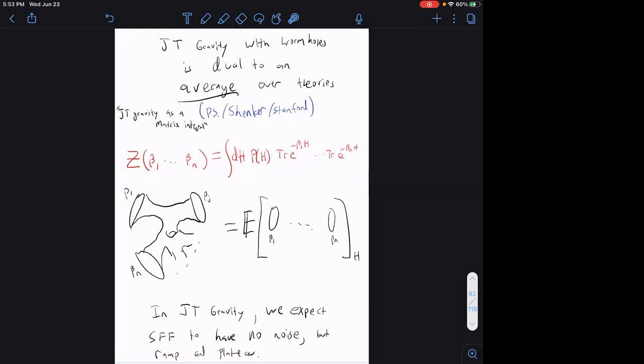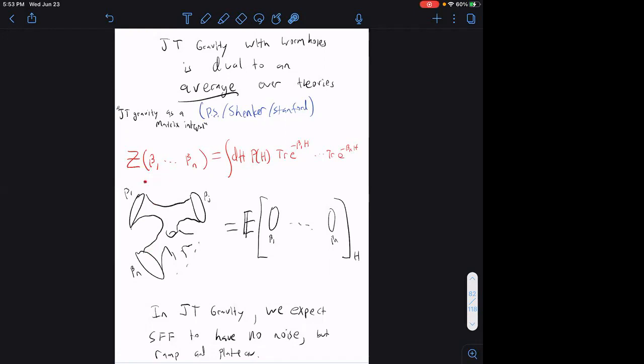So precisely the statement is that if you calculate these partition functions in JT gravity, so it's a path integral with boundaries of length, or normalized length, beta 1 through beta n. So an example would be Z of just one beta is the partition function. Z of beta 1, beta 2 is something like this spectral form factor. It's got two boundaries. I'm going to consider the general case with n boundaries. And we sum over all the spacetimes that can possibly link the different boundaries and have all sorts of handles and any sort of topology.